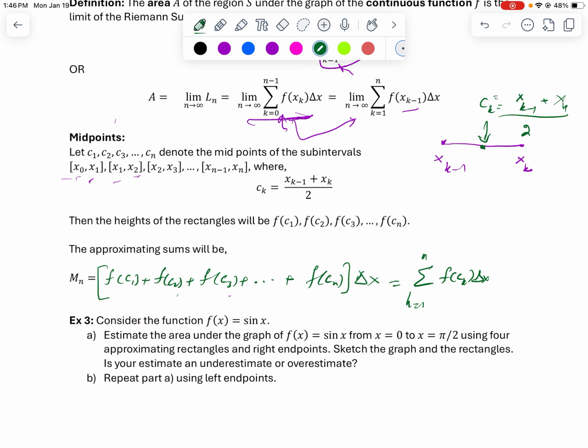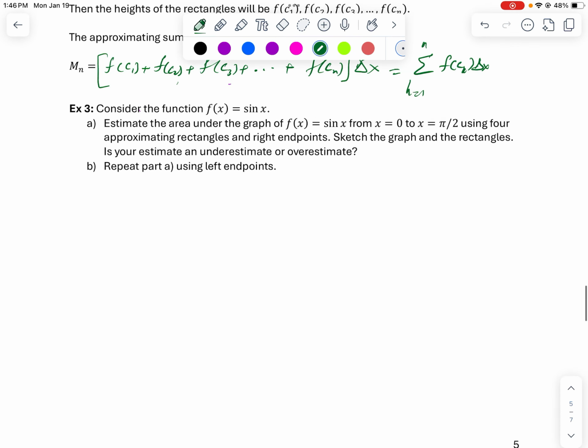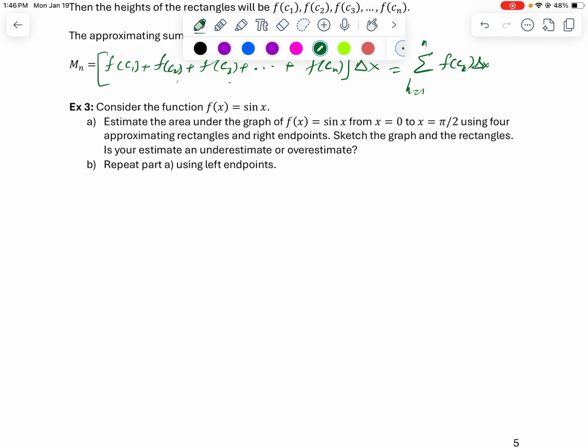So now let's look at some concrete examples. The first example says, consider the function f of x is equal to sine x. Estimate the area under the graph of f of x equals sine x from x equals 0 to x equals pi over 2 using 4 approximating rectangles, with right endpoints. So using 4 rectangles, which means n is equal to 4.